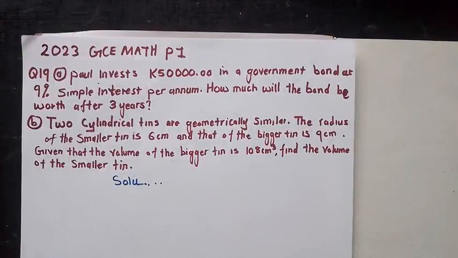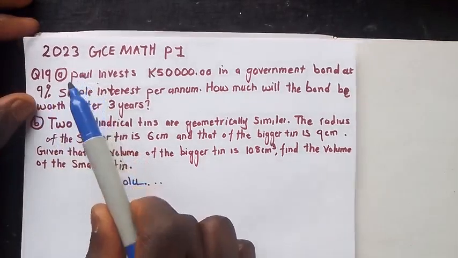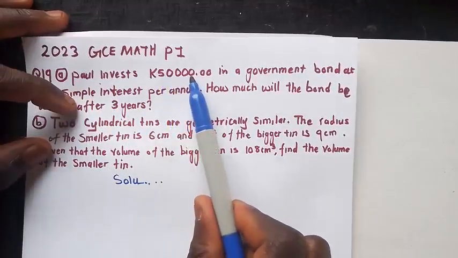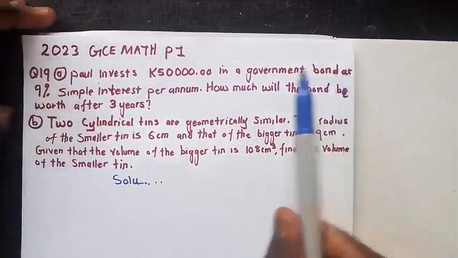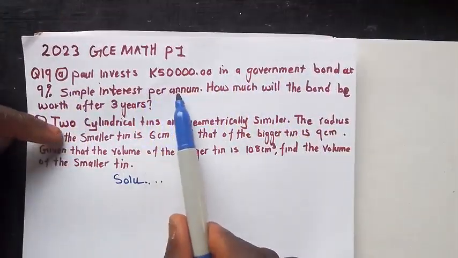Alright, so this is Mathematics, Paper 1, 2023, GCE. Specifically, I'm going to answer question 19, question A and question B. So question A is saying, Paul invests 50,000 kwacha in a government bond at 9% simple interest per annum.